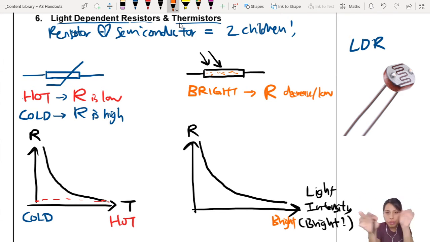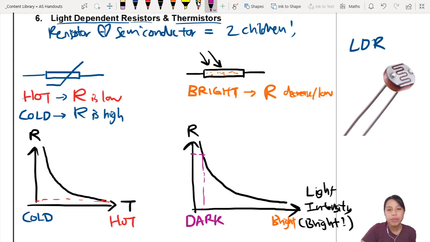Lots of light shining, lots of free electrons inside that can freely move around and help make it more conductive. Conductivity increases, so resistance decreases. What if it's very dark? No light. That's on this end. Maybe somewhere here, for example. Wow, resistance is very high. Just now when it's bright, resistance is very, very low.